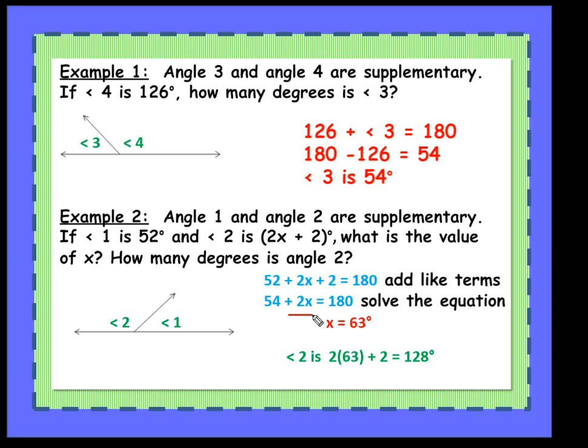Now, in order to solve for the degrees in angle 2, we just plug in x into our original equation to solve for angle 2. So they did 63 times 2 plus 2. Well, 63 times 2 is 126, and then plus 2 is 128. And that's what they got right here. Simple enough.